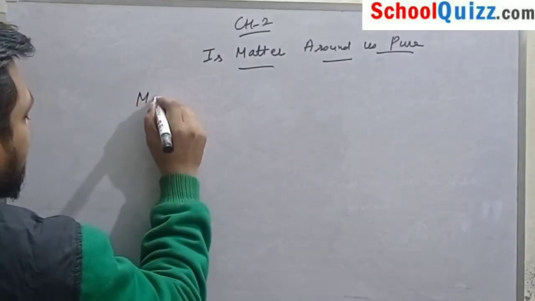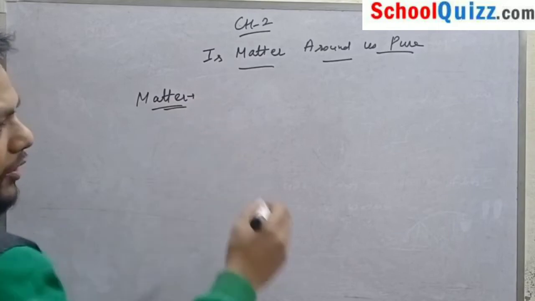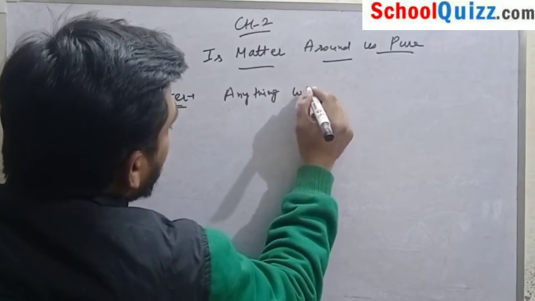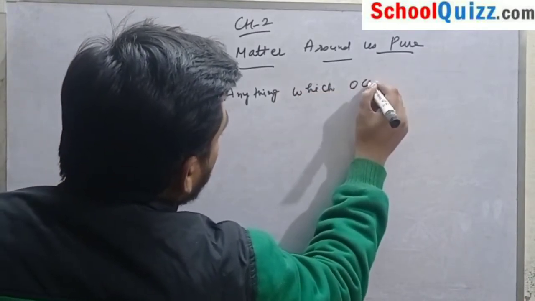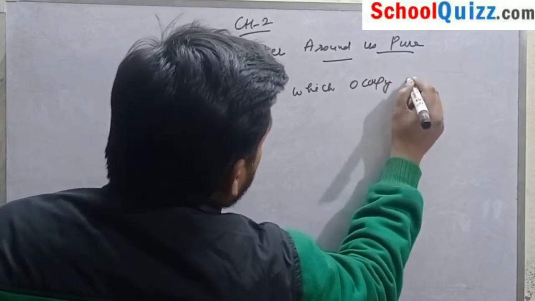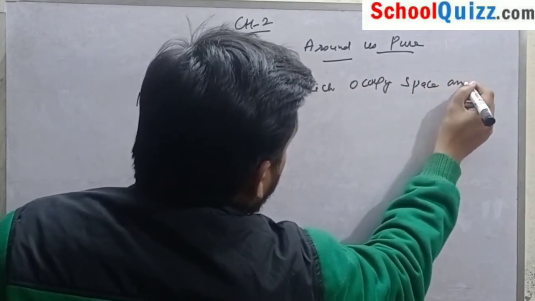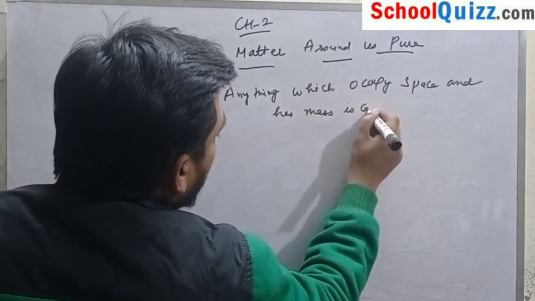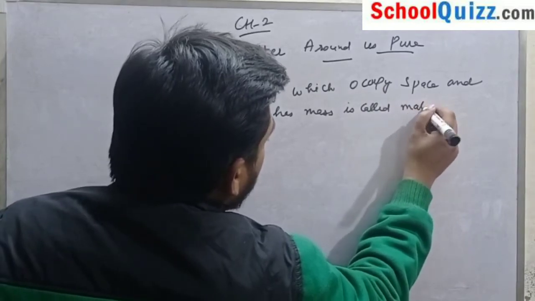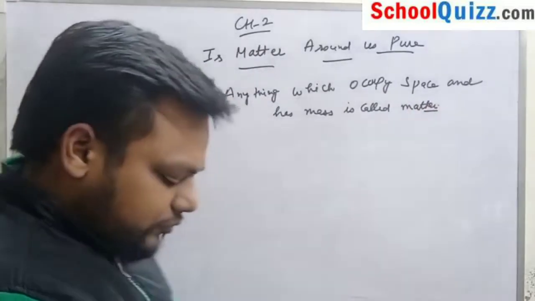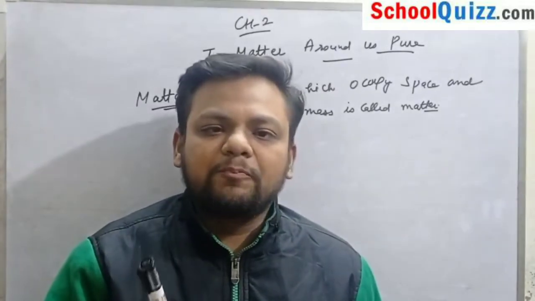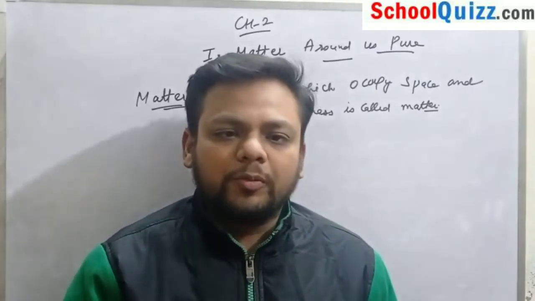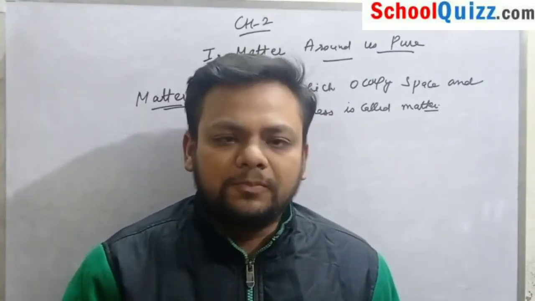What is matter? In chapter 1, you have already learned what matter is. Anything which occupies space and has mass is called matter. For example, this marker is matter. This board is matter, because they have some mass and they also occupy some volume.